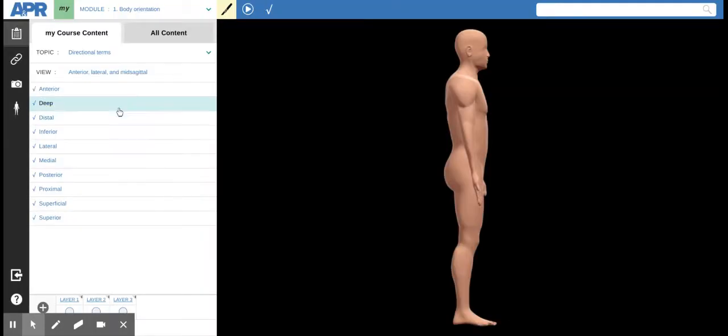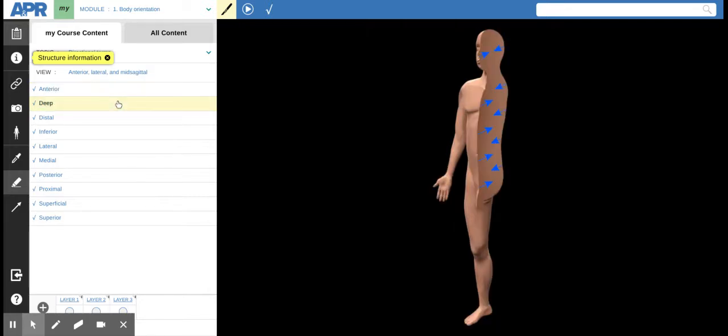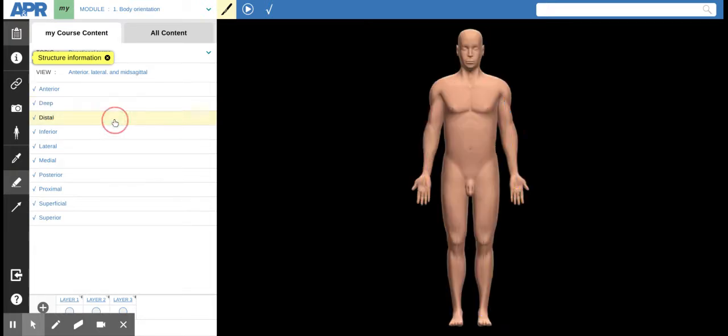If we want to look at some of our directional terms, we have anterior being like towards the front of the body. We have deep meaning inside, away from the skin. Distal in the arms and legs, meaning away from the midline or the mid trunk of the body towards the distant fingers and toes.